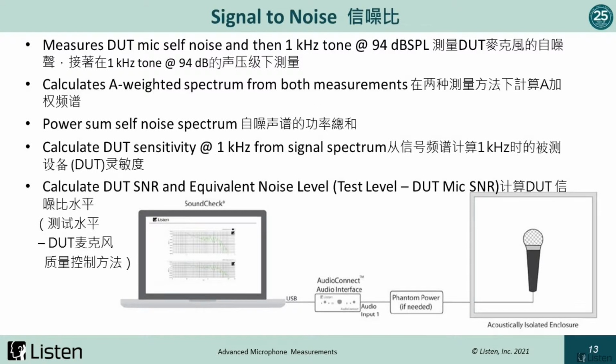So we measure the DUT mic self-noise, analyze that, and then a 1 kilohertz tone at 94 dB SPL. Then we calculate the A-weighted spectrum for both of these measurements, and we power sum the self-noise spectrum, and then we calculate the DUT sensitivity at 1K from the signal spectrum. And then from all of these spectra, we can calculate the DUT signal-to-noise ratio, equivalent noise level as well. And the equivalent noise level is the test level minus the DUT mic signal-to-noise.